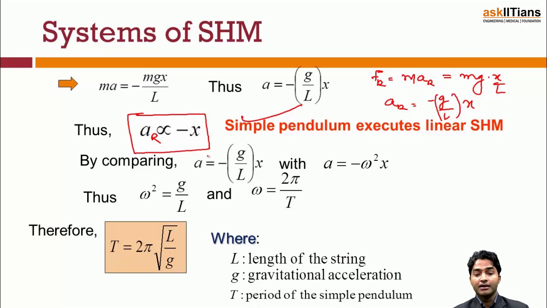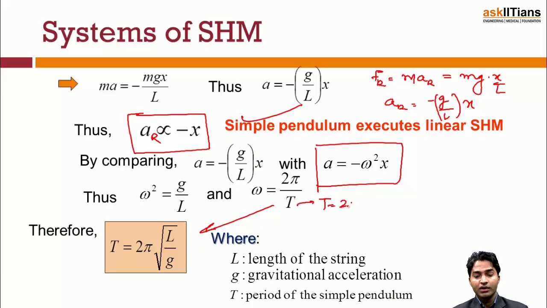On comparing, we got a is equal to minus g by L into x, where a is equal to minus omega square into x, because we have the standard equation. On comparing this with the standard equation, we get omega square equal to g by L, and omega equal to 2 pi by T. On solving this we get T equal to 2 pi under root L upon g. In general T equals 2 pi under root of L upon g effective, which means we can have different applications for different cases.